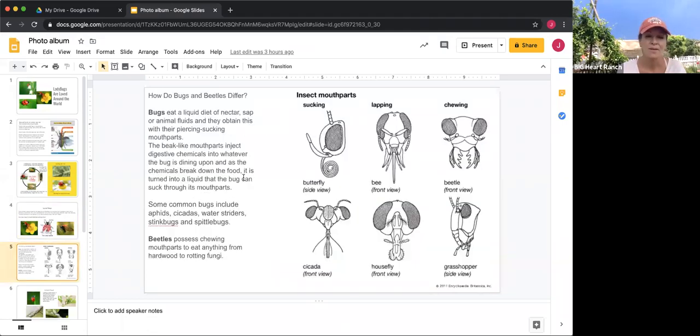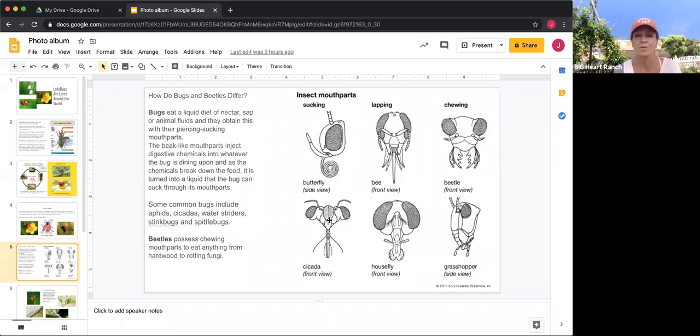So how do bugs and beetles differ? Bugs eat a liquid diet of nectar, sap, or any animal fluid, and they can get this with piercing, sucking mouth parts. So they have a different mouth part. It's like a beak, and it can pierce things. In a butterfly, you'll see the proboscis, which has a little extender tube that comes out, and it'll suck the nectar up. And cicadas do a different type of eating.